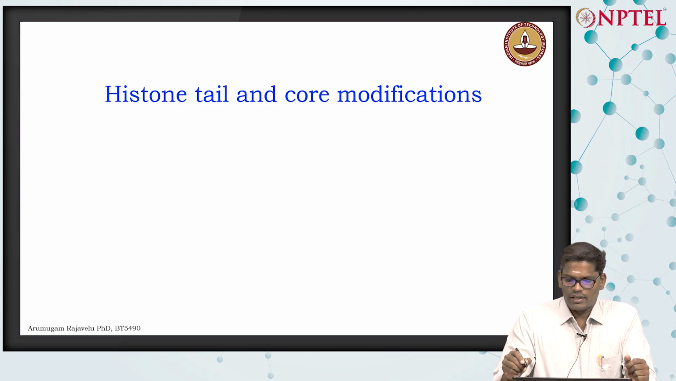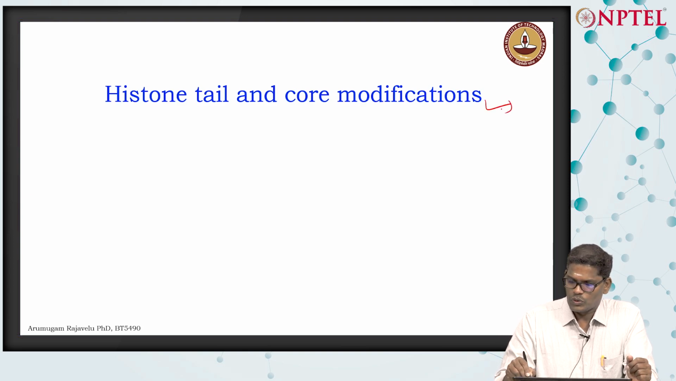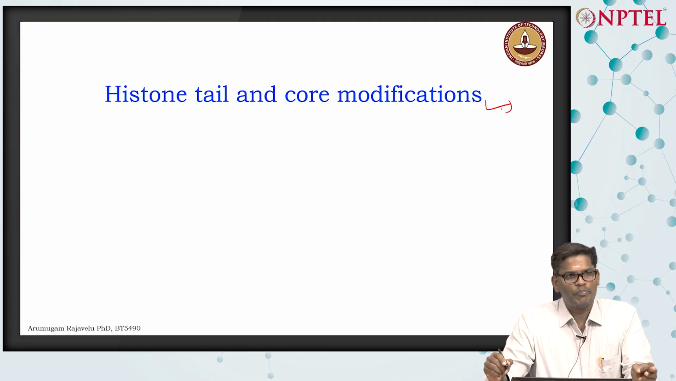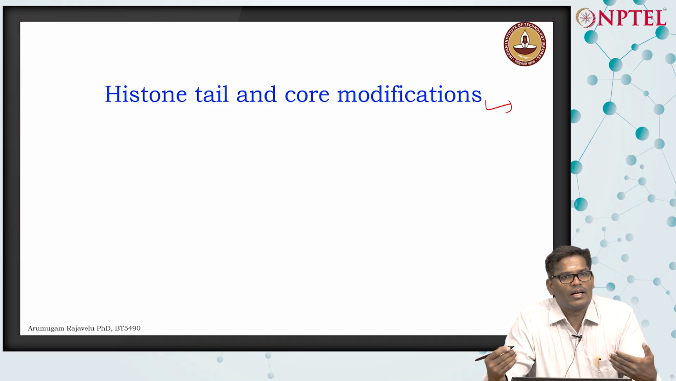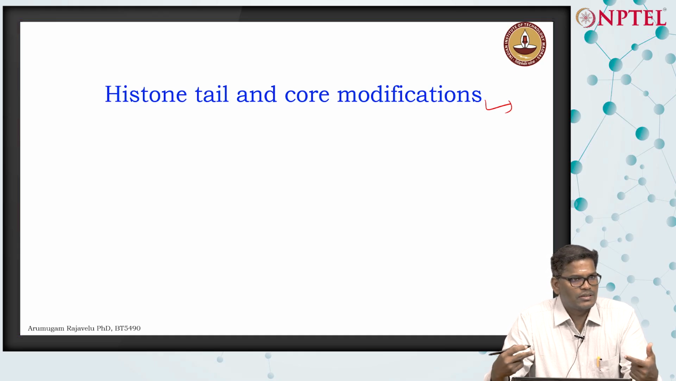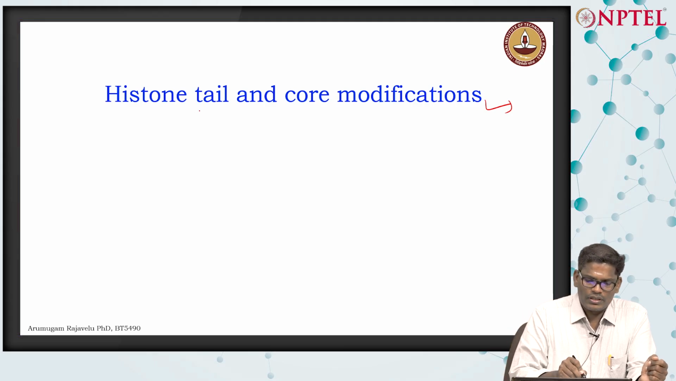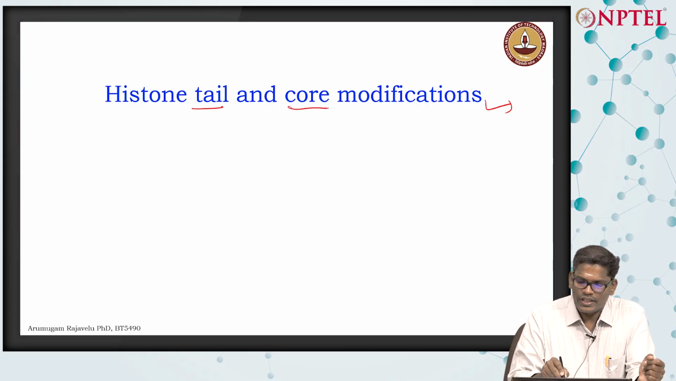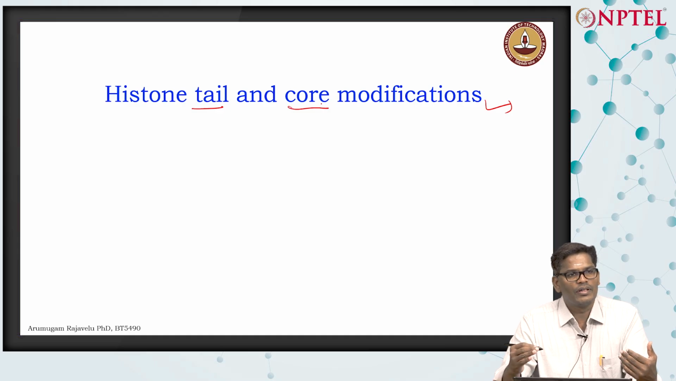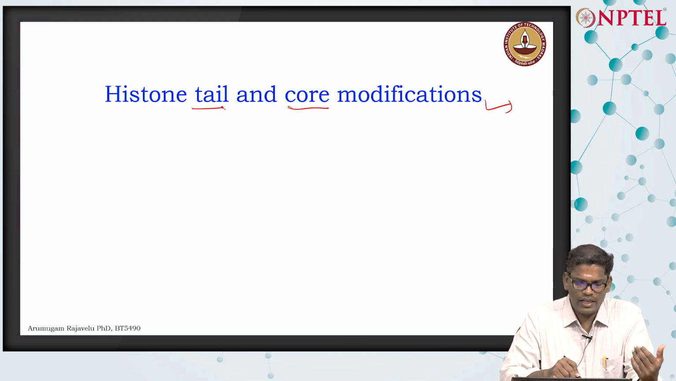Okay, so now let's move on to an important topic. For the past two or three classes, we have discussed in general chromatin structure and packing, how it packs, and the role of chromatin remodeling machinery. Now I will move on to an important topic, histone tail and core modifications. Histone epigenetics is a huge topic, where I'm going to highlight only the tail and core modifications.